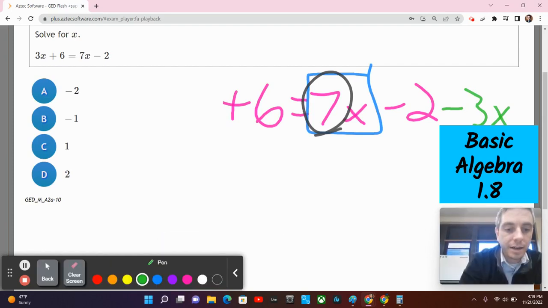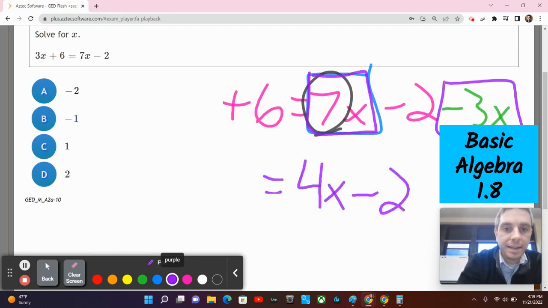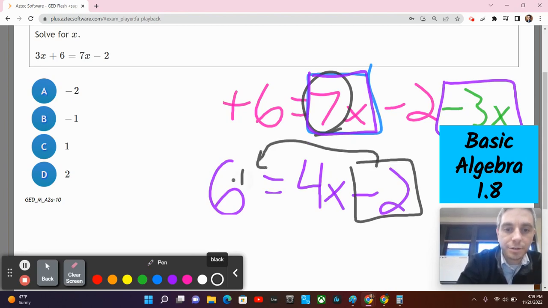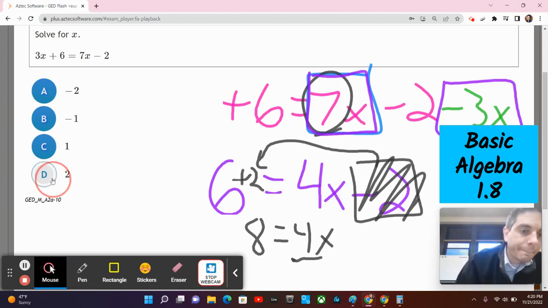We can now combine 7x minus 3x, 4x. We still have the minus 2 over there, and we have the positive 6 on the left of the equal sign. Next, we're going to move this minus 2 over, and it's going to become a plus 2. So 6 plus 2 is 8. Then that 4, which is being multiplied to the x, we move over to the other side, making it a division. So 8 divided by 4, which is 2.